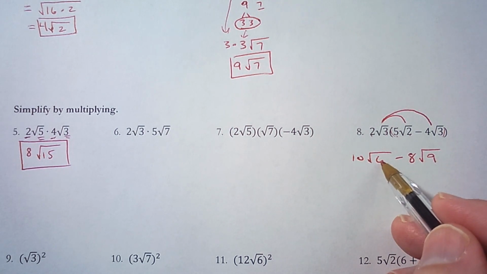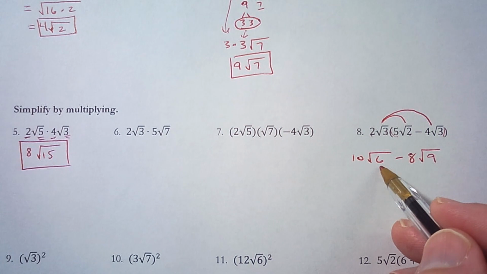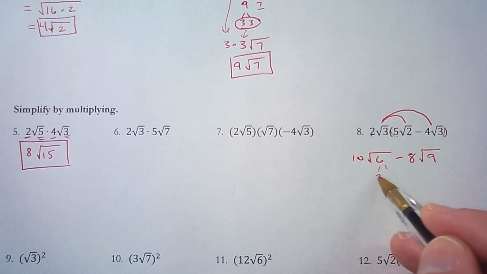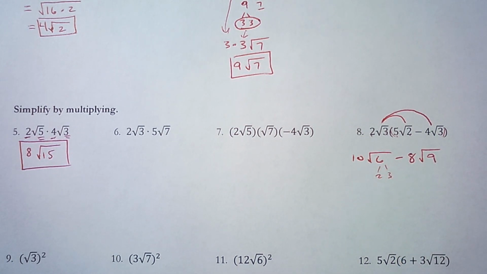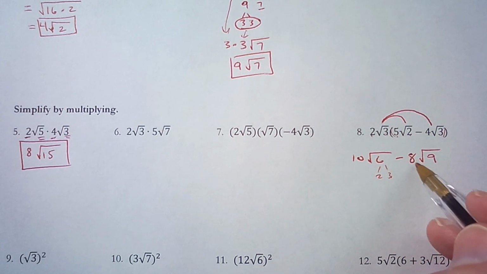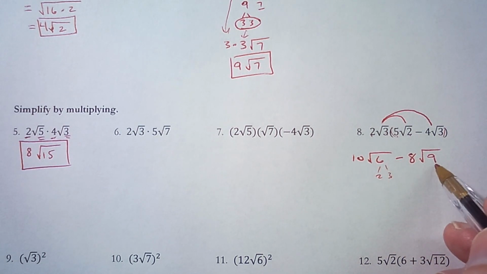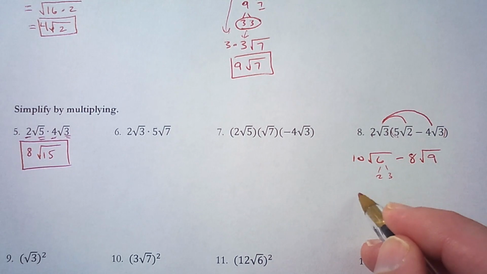6 is 2 times 3. There will be no pairs there. If I made a factor tree, I have 2 and 3. There's no pairs. So this cannot be simplified. 9, however, is 3 times 3. So the square root of 9 is 3.